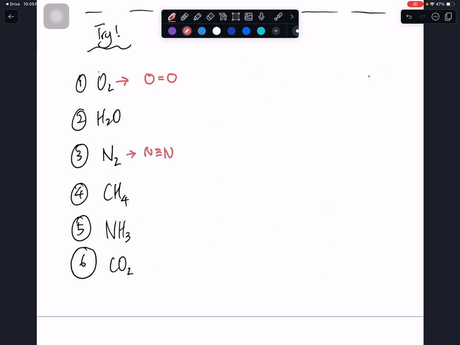Okay, and for nitrogen, there will be a triple bond. Okay, so these 2 are parts where students tend to get confused. So you might want to show them how to do it.